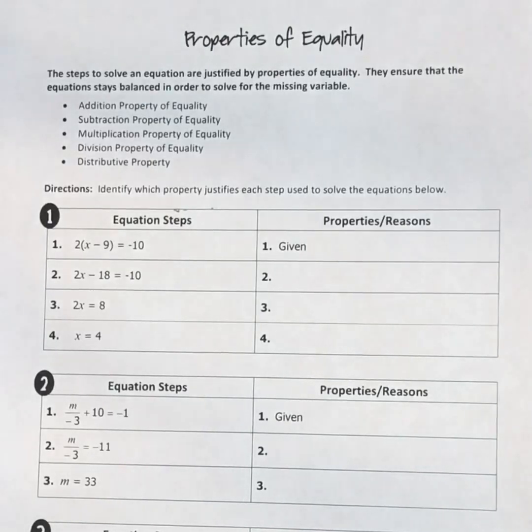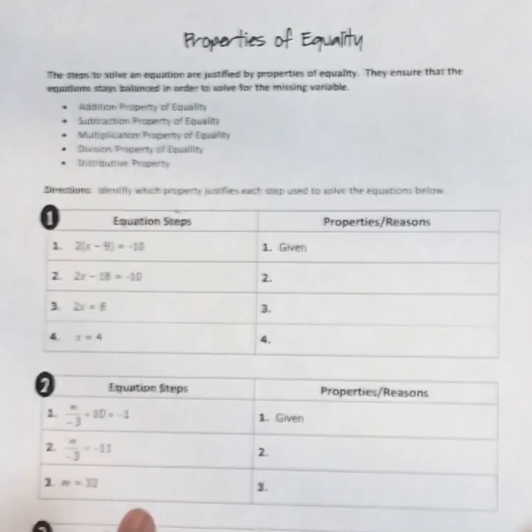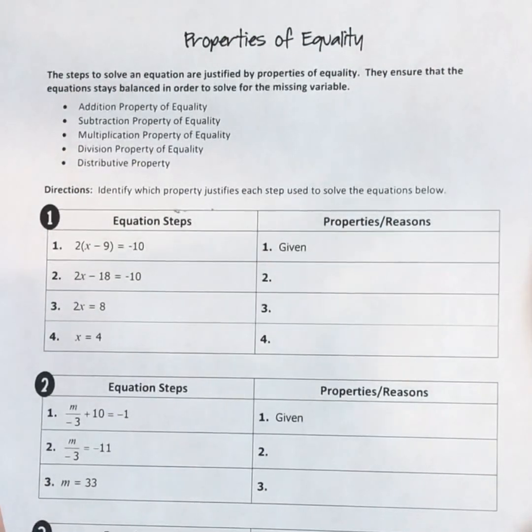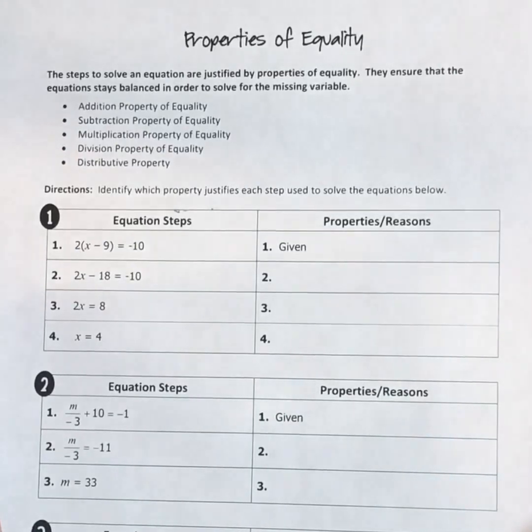In this video, we're going to talk about properties of equality in algebraic proofs. So basically, in an equation, you want to keep both sides of the equation balanced. So when we're actually solving and we do the opposites and we're working backwards, we're keeping the equation balanced by doing it to both sides.